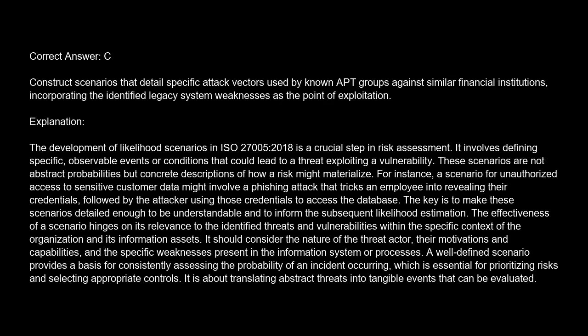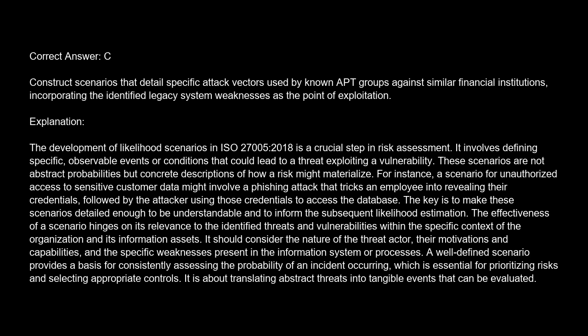The correct answer is C. Construct scenarios that detail specific attack vectors used by known APT groups against similar financial institutions, incorporating the identified legacy system weaknesses as the point of exploitation. Explanation. The development of likelihood scenarios in ISO 27005-2018 is a crucial step in risk assessment.